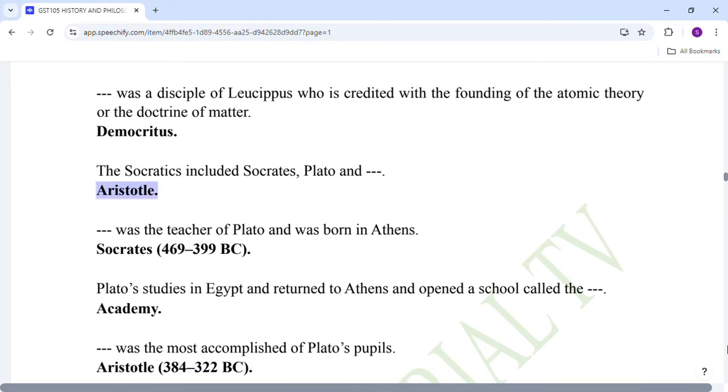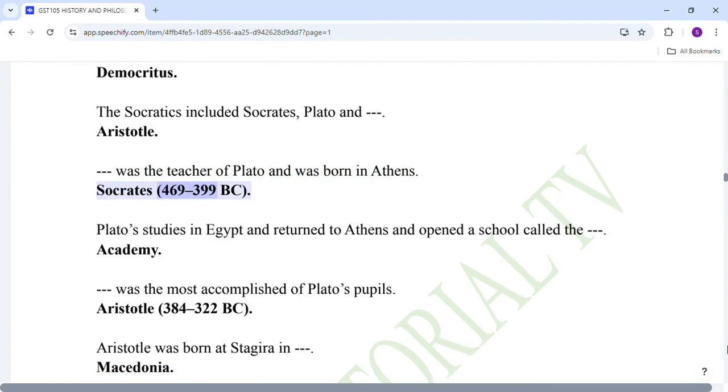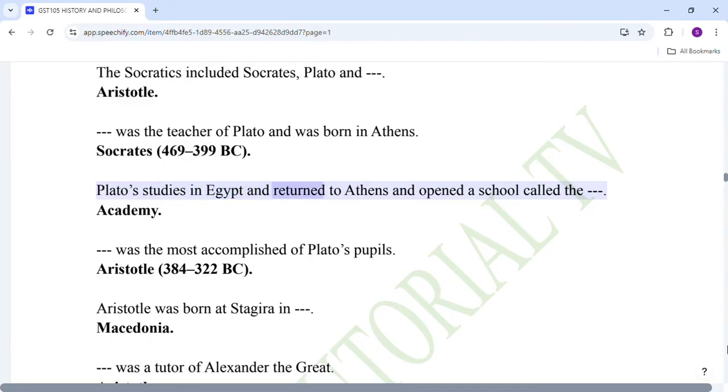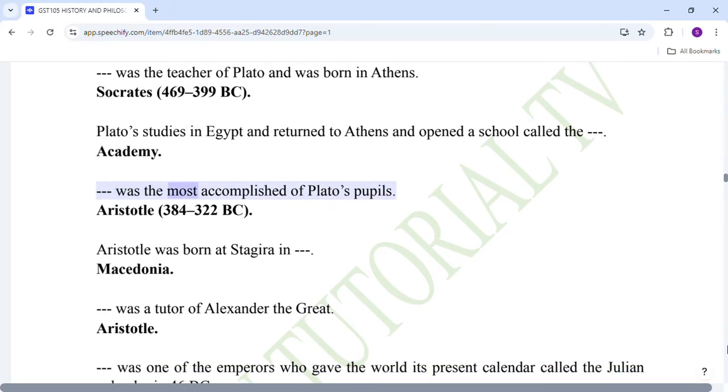Socrates, 469 to 399 BC, was the teacher of Plato and was born in Athens. Plato, after his studies in Egypt, returned to Athens and opened a school called the Academy. Aristotle was the most accomplished of Plato's pupils.